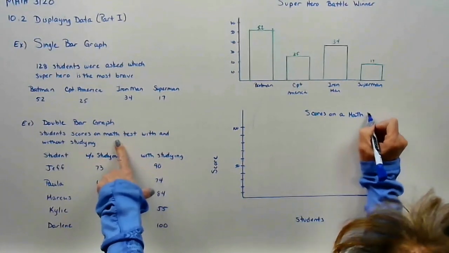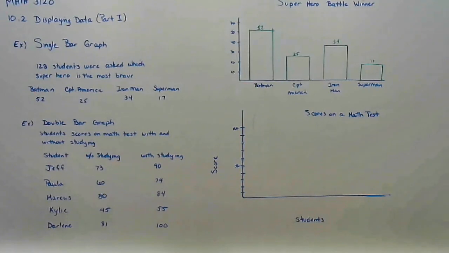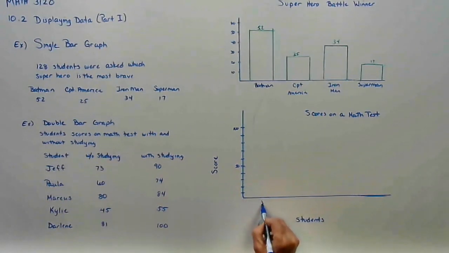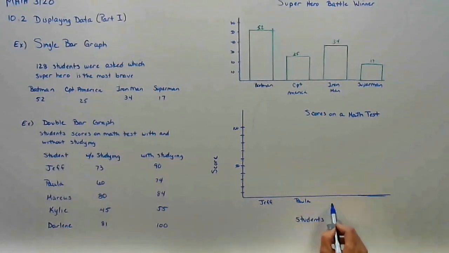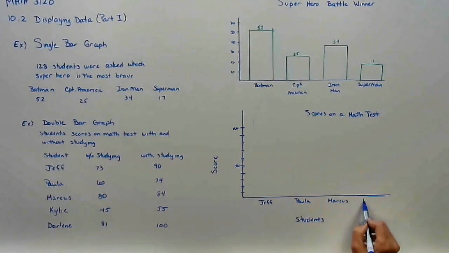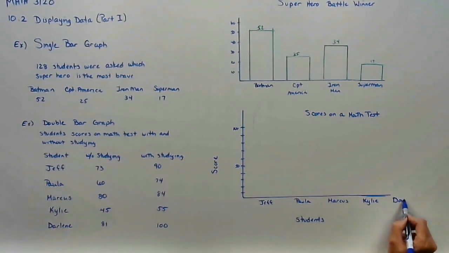Or a fractions test. So now you know exactly what you're comparing. And let's sort of start. So Jeff's going to go first. And then I have Paula. Then I have Marcus. Then I have Kylie. And then I have Darlene.